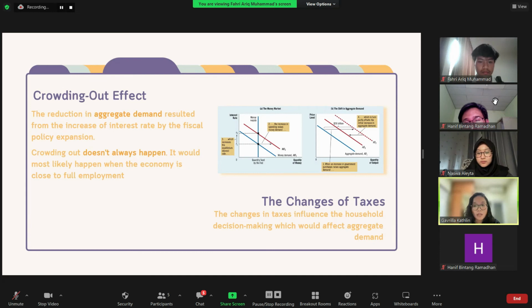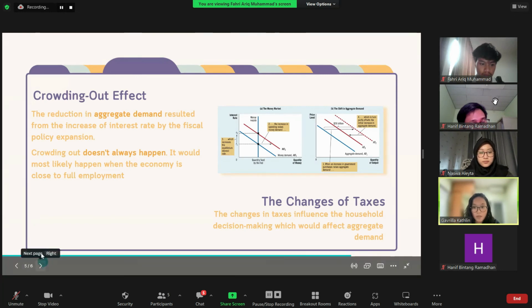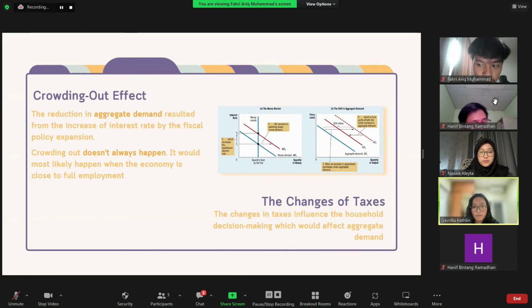The other phenomenon is the changes of taxes. The changes in taxes influence household decision making, which would affect aggregate demand. So, when the household deems the tax change to be permanent, it would have a huge impact on aggregate demand. But on the other hand, when it is deemed temporary, it would have a smaller impact.